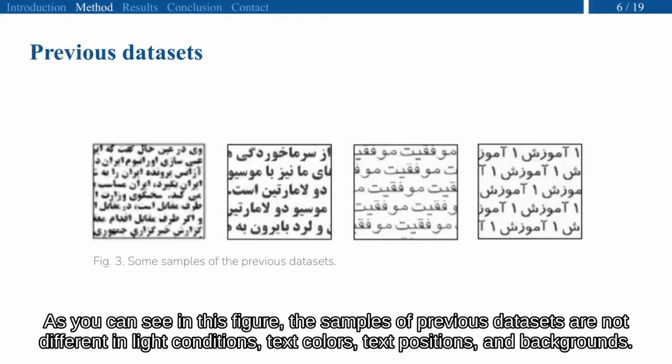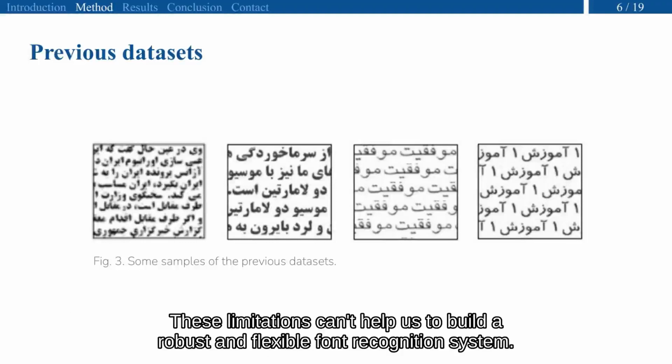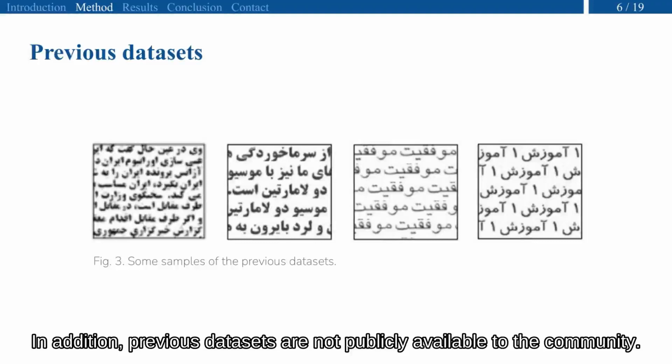As you can see in this figure, the samples of previous datasets do not differ in light conditions, text colors, text positions, and backgrounds. To be exact, the text color of all samples in recent datasets is black, the background is white, and the position of the text in the image is too similar. These limitations can't help us to build a robust and flexible font recognition system. In addition, previous datasets are not publicly available to the community.